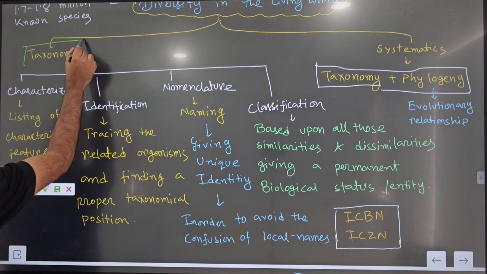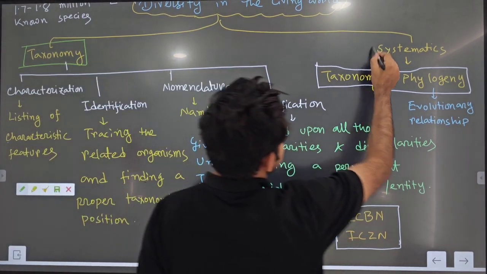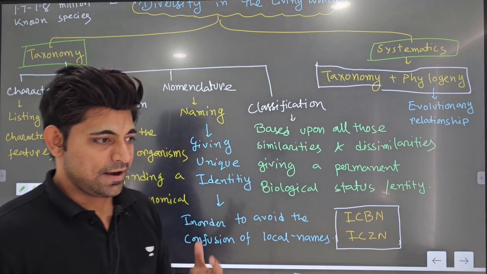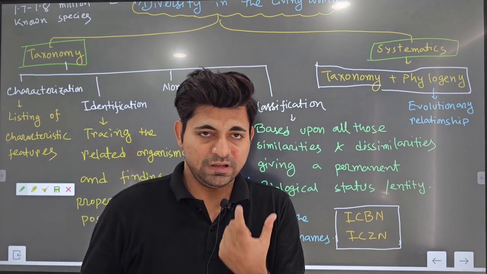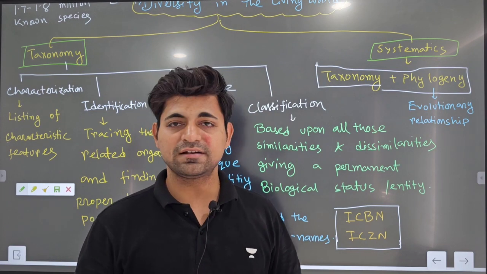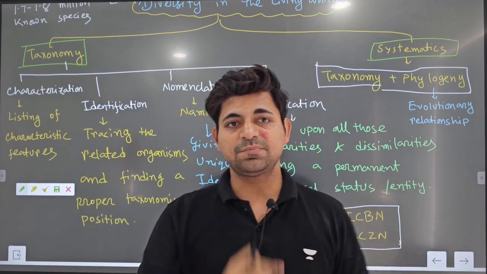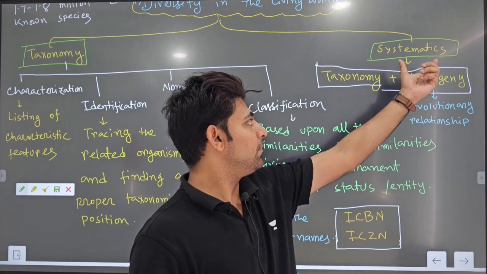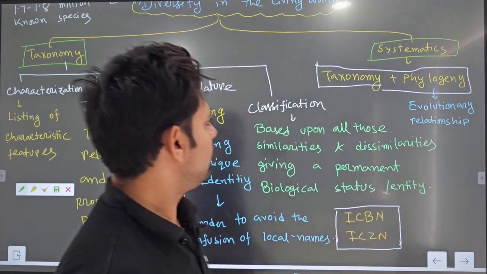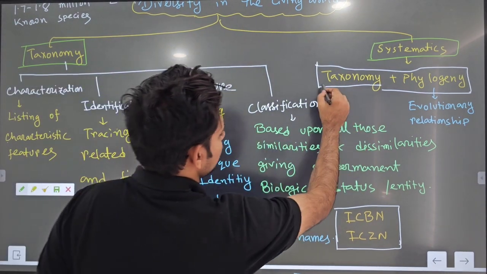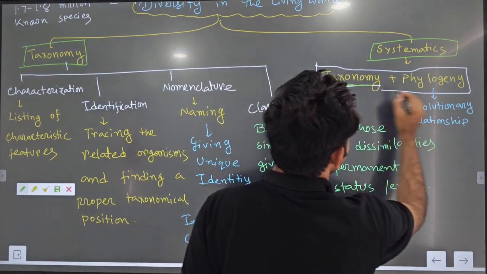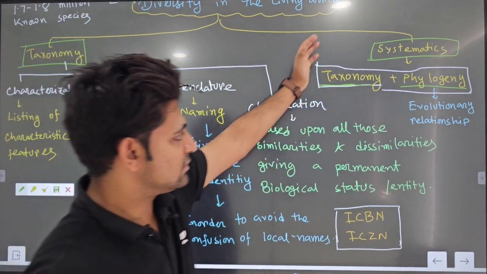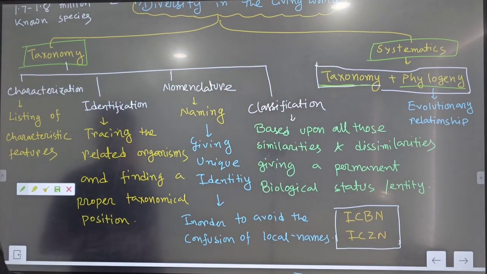Okay, so one is taxonomy, another is systematics. Systematics is a broader aspect, and taxonomy is a topic, or you can say there are different chapters in a book. Taxonomy is a few chapters of that large book, that is systematics. Systematics includes taxonomy. Very precisely, taxonomy plus phylogeny is called systematics. So to know systematics, we need to know taxonomy first.